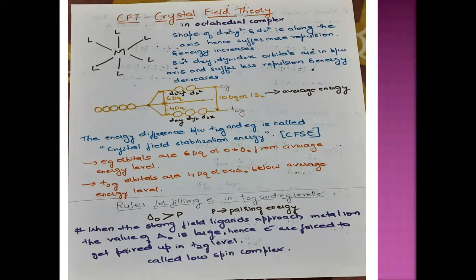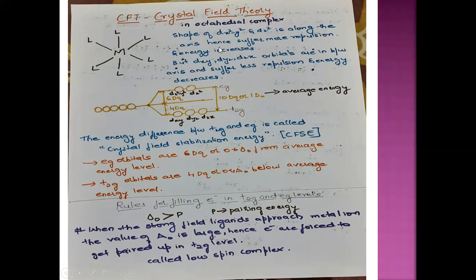You know that when you talk about d orbitals, they are said to be degenerate orbitals. Why? Because there are 5 d orbitals, that is dxy, dyz, dzx, dx square minus y square, and dz square. All these 5 orbitals have the same energy. That's why they are said to be degenerate orbitals. Okay, they lie in the same energy level.